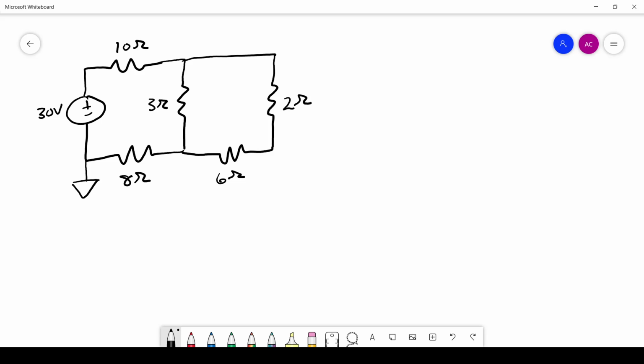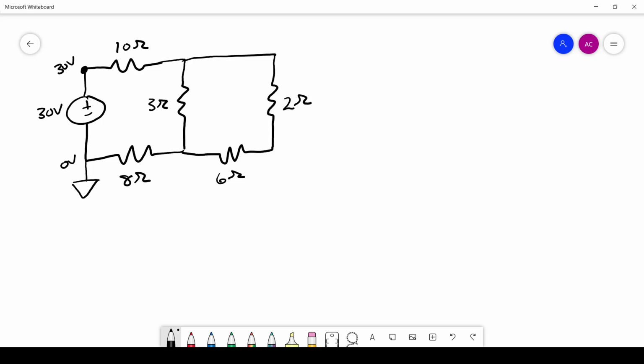One thing we can see already is that we know this is 0 volts here. And we have a 30 volt source, so we know that this has to be 30 volts here. So we can already get that out of the way. That makes it a little bit easier. So we know that that's 30 volts here.